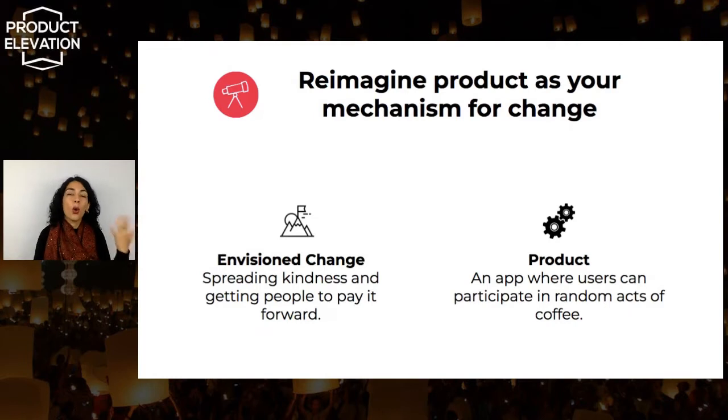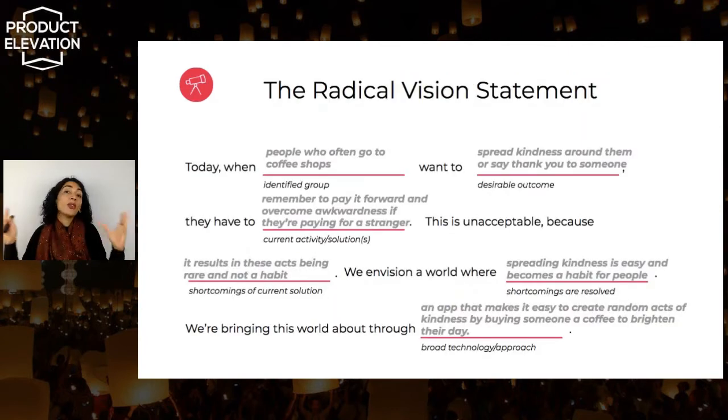The product is only a mechanism for bringing about a change. So first you have to think about what's the change and your product to then bring it about. Then you can write your vision. So this is NAC's vision as we wrote it out in the radical vision statement.